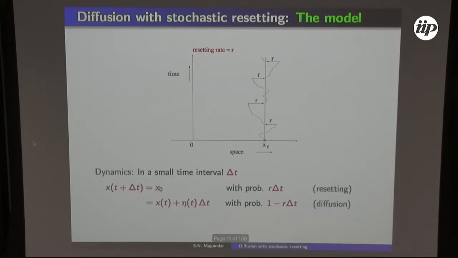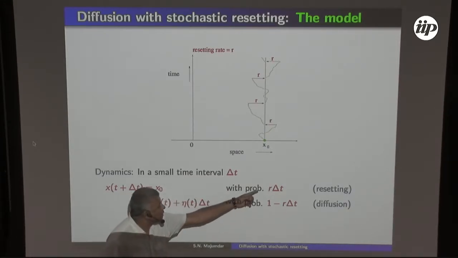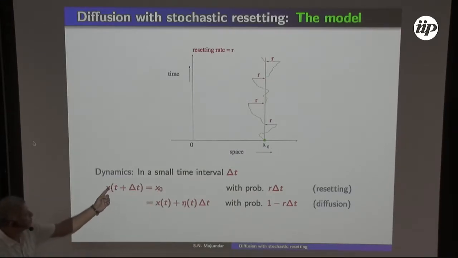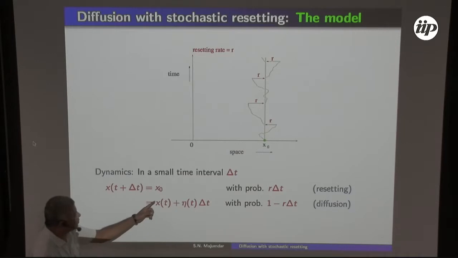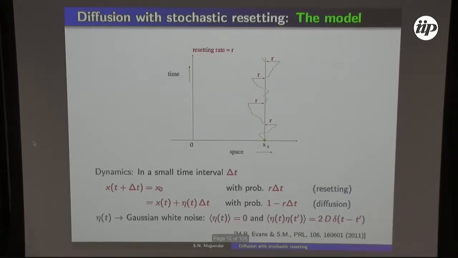So mathematically, the dynamics is continuous time, continuous space. In a small time interval delta t, with probability r delta t, you go to x naught, the starting point. This is the position at time t plus delta t. So either you go back to the initial point with probability r delta t, or with probability 1 minus r delta t, you just diffuse. That means you just add a noise term, a random diffusion, a Gaussian white noise with zero mean and diffusion constant D. So that's the model, very, very simple. For the moment, there is no target, just this model. So you ask, okay, what is the probability distribution of the particle after some time t, or a long time?